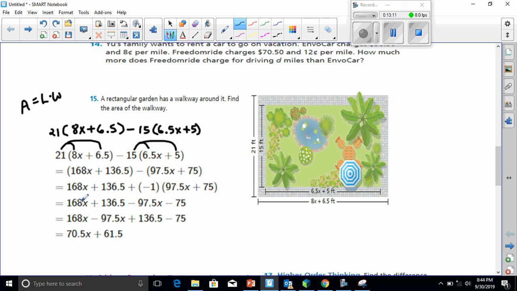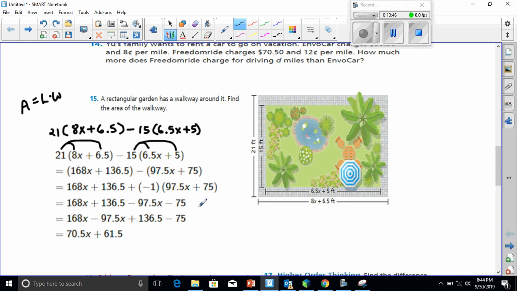So I've got 168x minus 97.5x. That's my first group. My second group, I'm going to have 136.5, and I'm going to minus 75 from it. When we're done, we should have 70.5x, because we take the big number minus the small number, keep the sign of the big number. And then we're going to take 136.5 minus 75 from it to get 61.5.